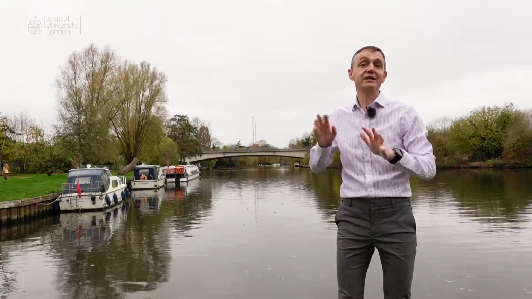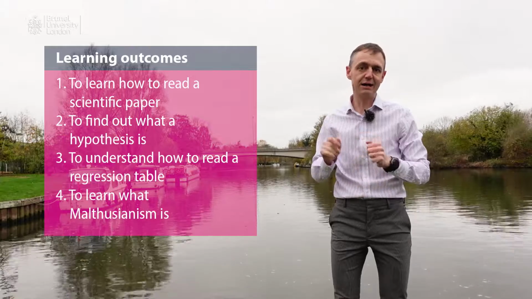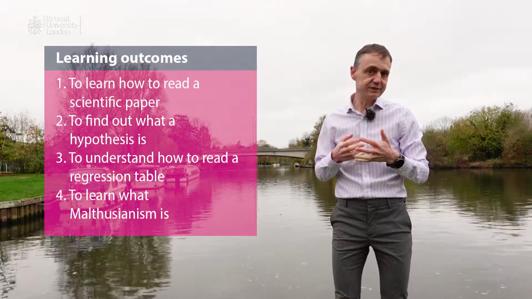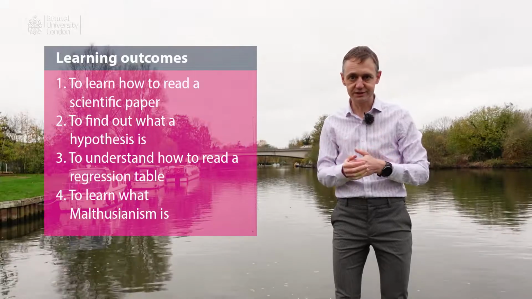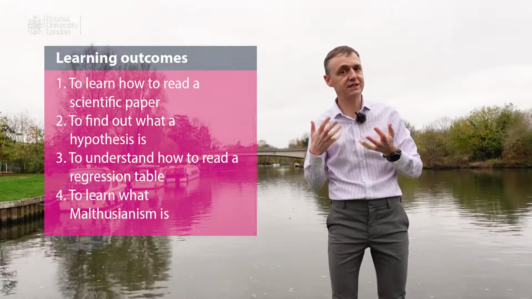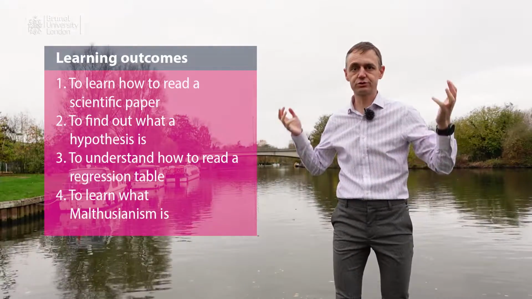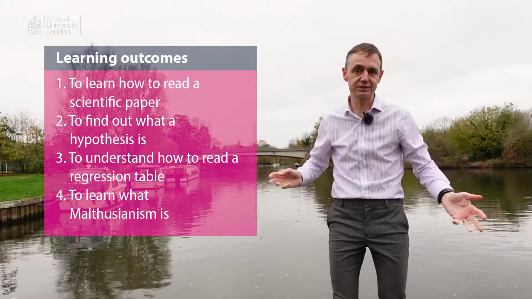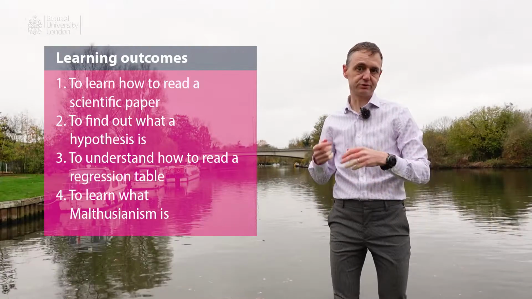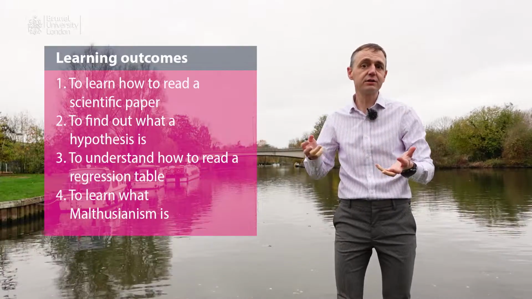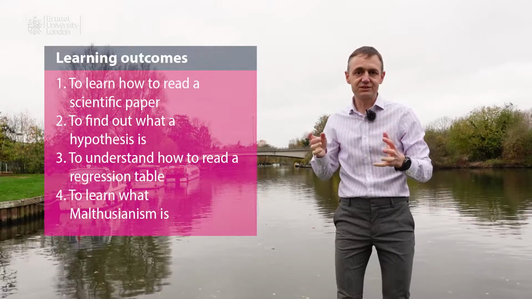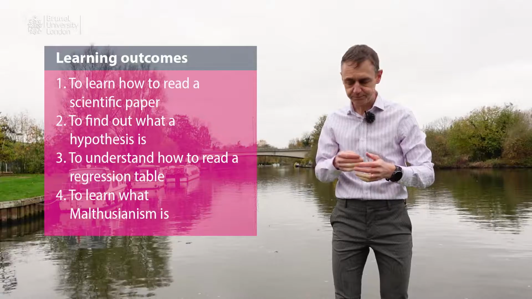Okay, finally, let's revisit those learning outcomes. To learn how to read a scientific paper, well, hopefully now you'll have an idea how to read a scientific paper. They tend to have a fairly standard structure, including an introduction, some history and contextualization, hypotheses, a research design, the operationalization, the results and analysis, and a conclusion. But this isn't set in stone, there is some variation.